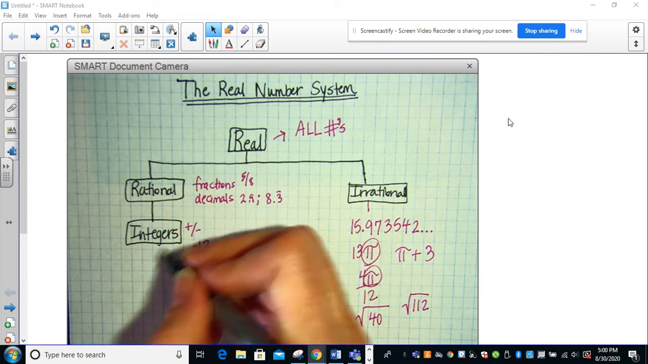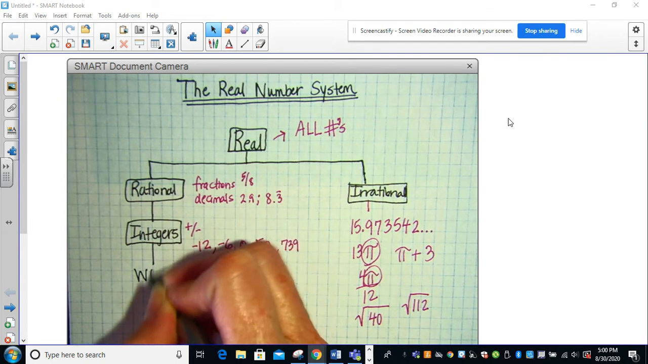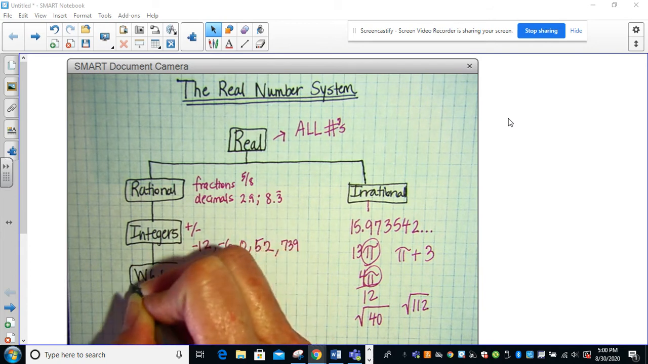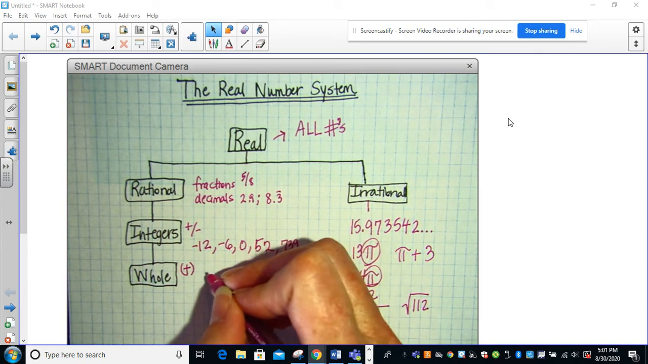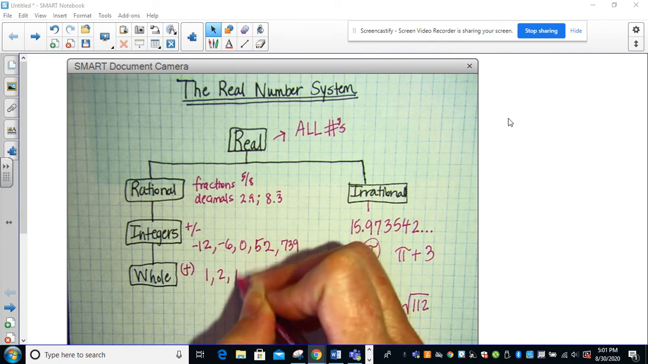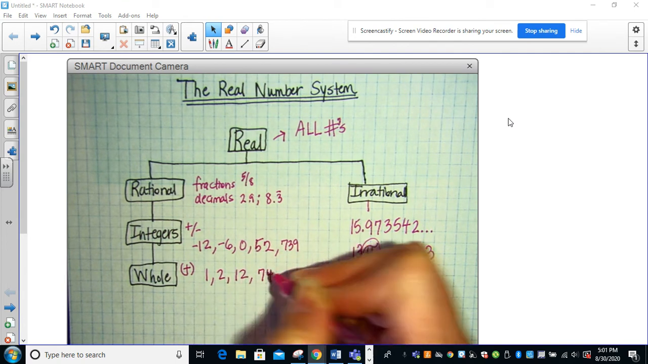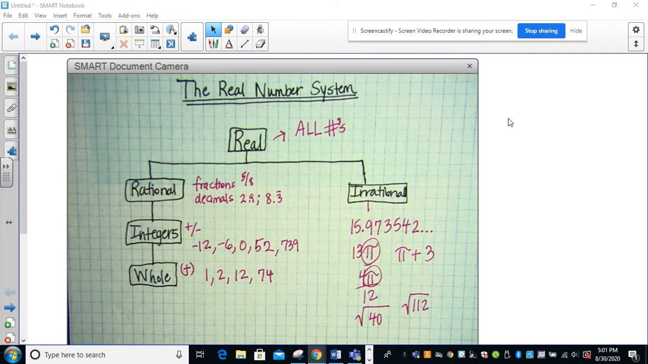So within integers is another category. Those are called whole numbers. The only difference with whole numbers is they have to be positive. None of the negatives. So like 1, 2, 12, 74. All those are whole numbers. Oh, and don't forget, 0 is still included in that as well.